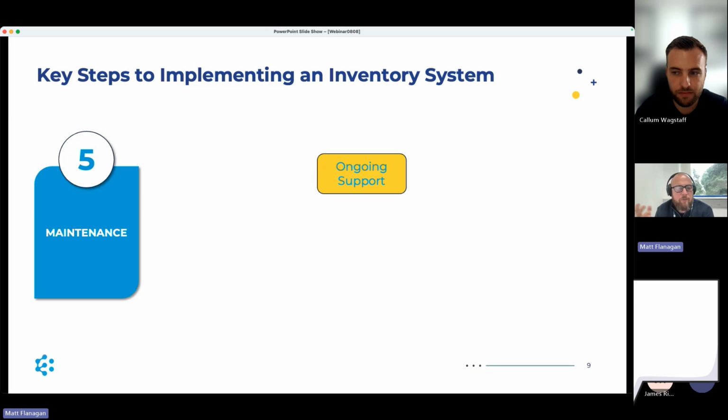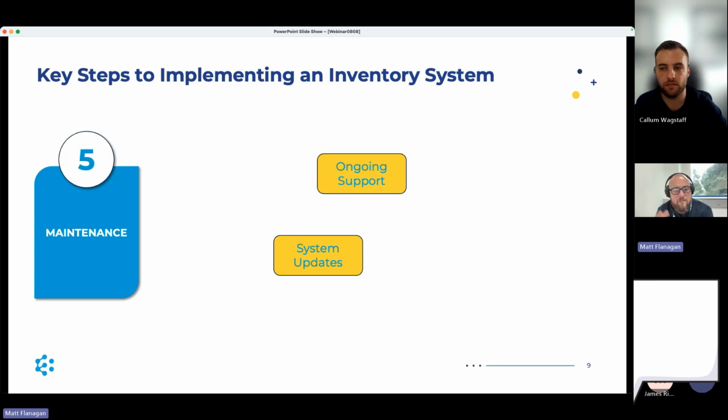You've got ongoing support. You'll have that from the vendors you're going to work with. You've got system updates, so the core systems you work with, your e-coms and your inventory, and if you've got fulfillment partners and your accounting, they all do individual updates. So those are things to keep in mind.